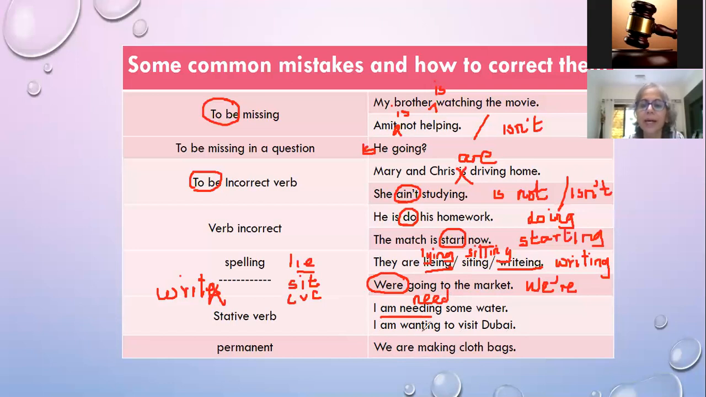Again, "I am wanting to visit Dubai." It is incorrect because it is talking about your needs, your wants, your emotional status. It's a stative verb. So we do not say I am wanting to visit. We say I want to visit Dubai. So we'll write want instead of I am wanting.